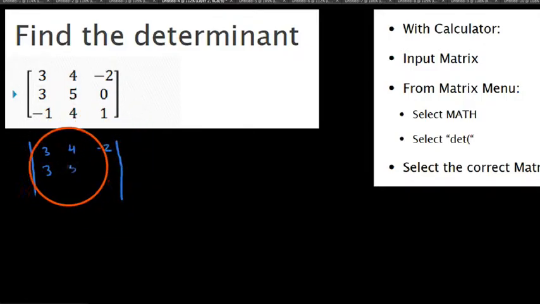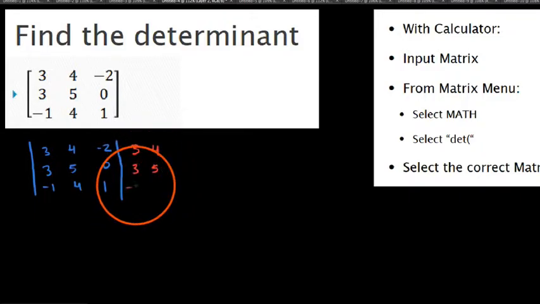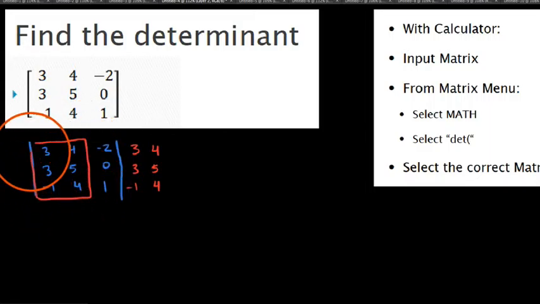So we have 3, 5, 0, -1, 4, and 1. Determinants are always great if you have 1s and 0s on the inside. We'll look at this and talk about why. But I'm going to recopy now 3 and 4, 3 and 5, and -1 and 4. These are basically just these columns right here that I'm sticking on the outside. They're not really there, but we're going to represent them out there anyways.